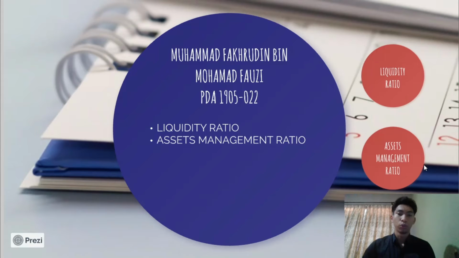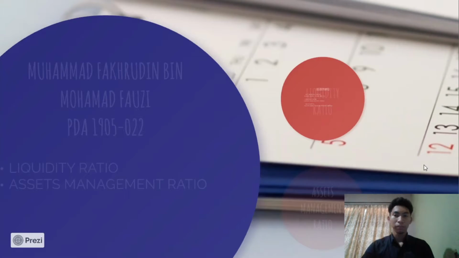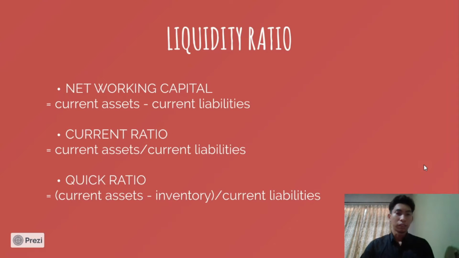Today I want to explain and compare the liquidity ratio and asset management ratio. I want to compare between both companies, which are Lehong and Teo Sang Berhad. Let us go to liquidity ratio first. Inside liquidity ratio, we have three items, which are net working capital, current ratio, and quick ratio.